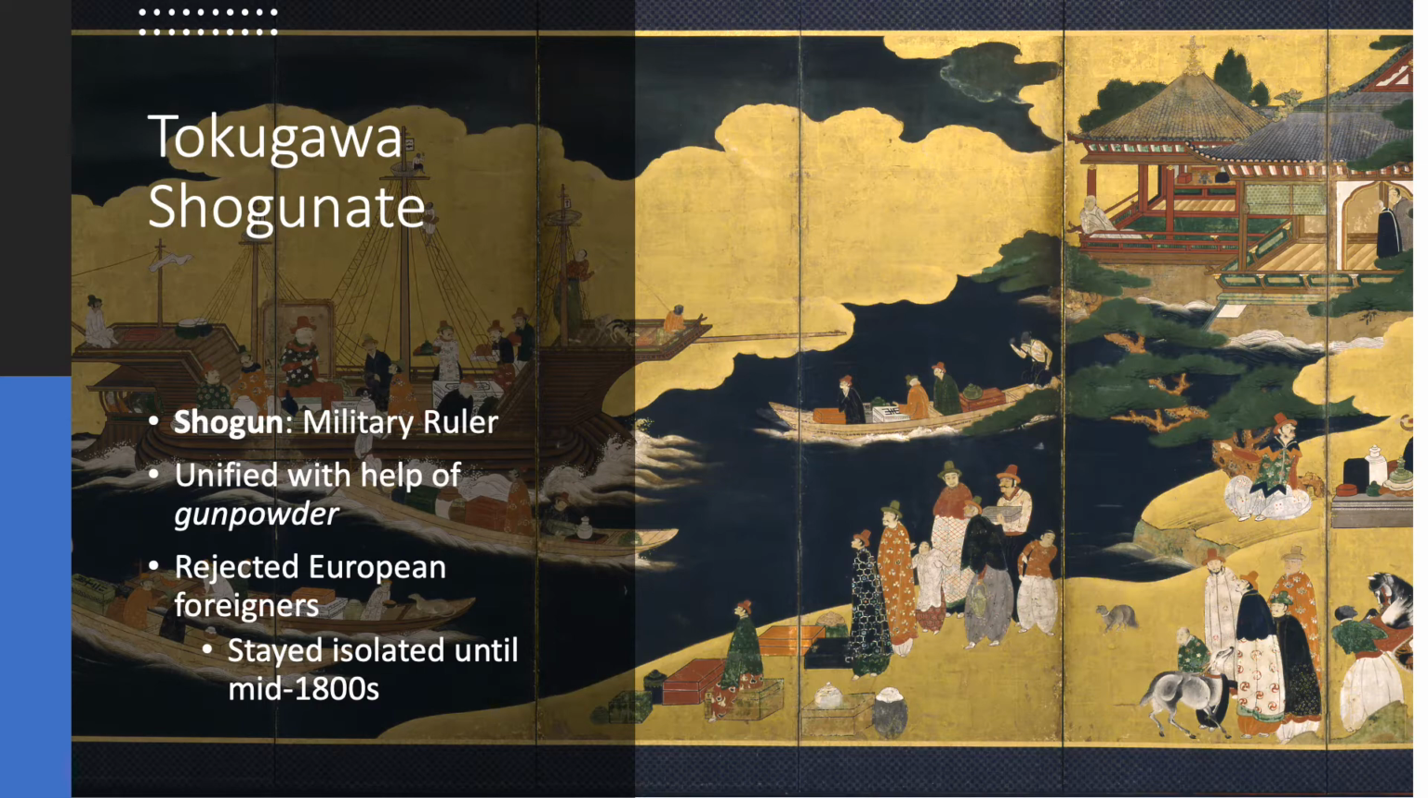The image in the background, just to let you know, is one of the first images that we have of the Japanese portraying the Europeans. Although you can't really see the ship very well because it's hidden behind the words, I think it's always kind of funny because those Europeans don't look very European in this first painting.